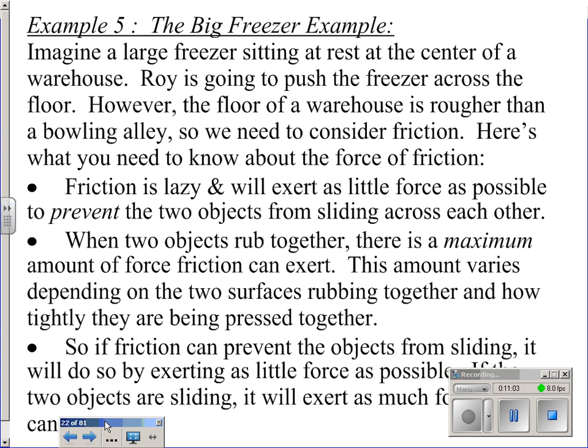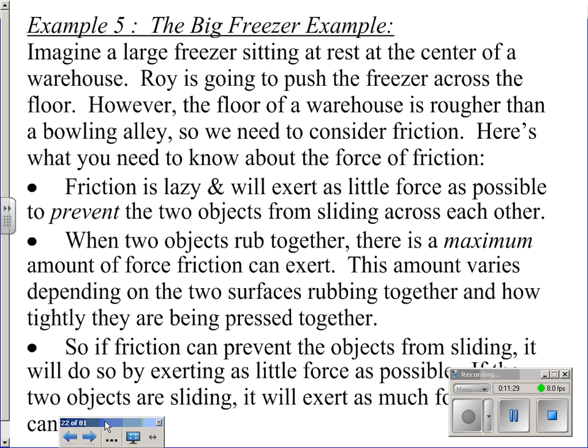So I want you to imagine a large freezer sitting at rest at the center of a warehouse. All right, Roy is going to push the freezer across the floor. However, the floor of a warehouse is significantly rougher than the bowling alley, so we got to consider friction this time. So here's what you got to know about friction. Friction is lazy, and it's going to always exert as little force as possible to prevent the two objects from sliding across each other.